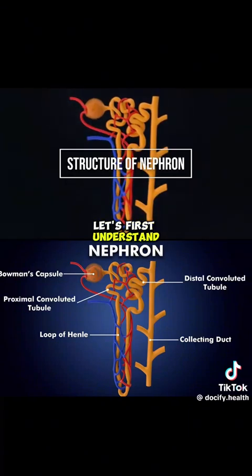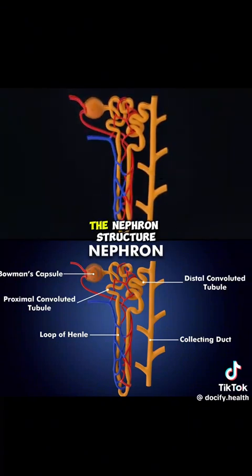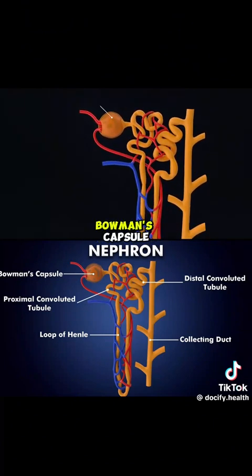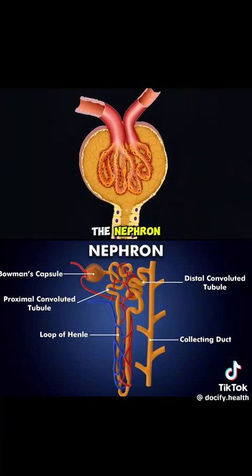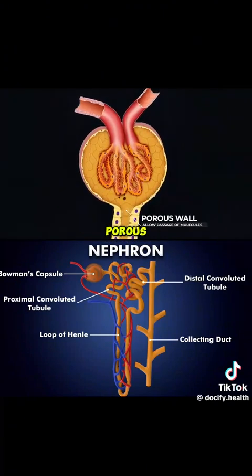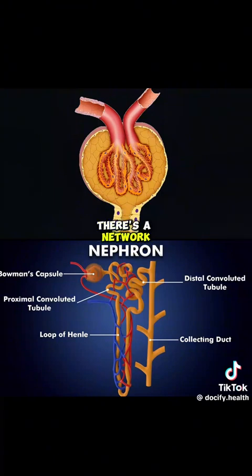Let's first understand the structure of the nephron. The nephron structure starts with the Bowman's capsule. The Bowman's capsule is a cup-shaped structure in the nephron. Its wall is porous, acting like a sieve to capture waste materials from the blood. Inside the Bowman's capsule, there's a network of capillaries called the glomerulus.